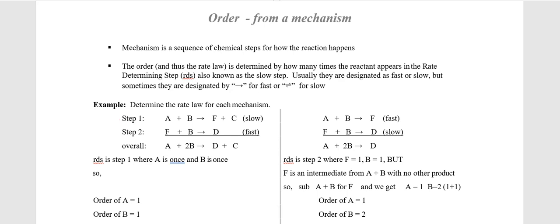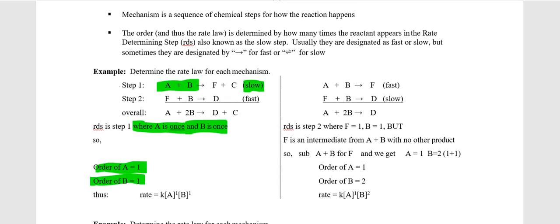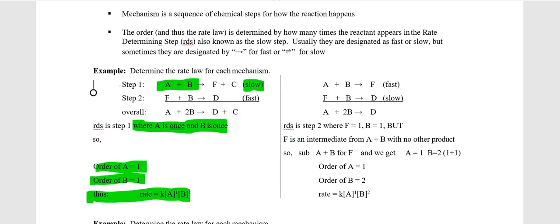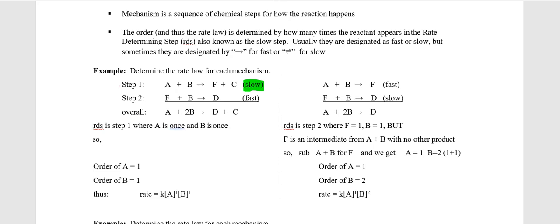So in this one, in the slow step, we have these reactants. A is once, B is once. So the order of A is 1, the order of B is 1, and we end up with a rate law, A to the first, B to the first, where those numbers, how many times A and B appear, are the orders.